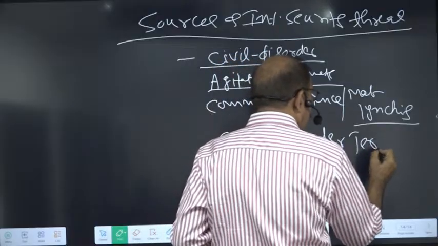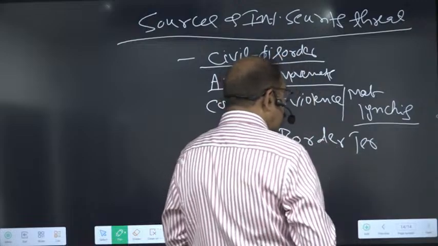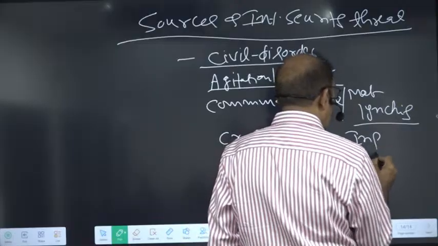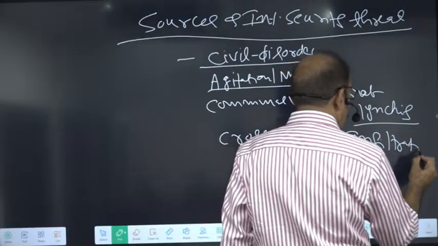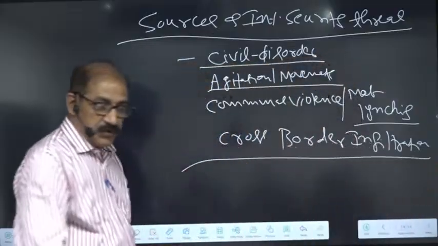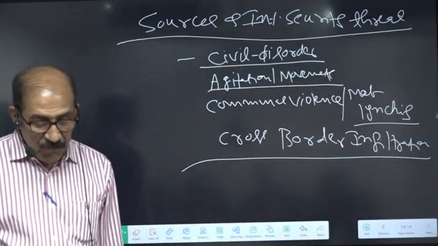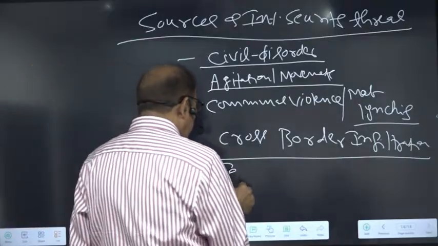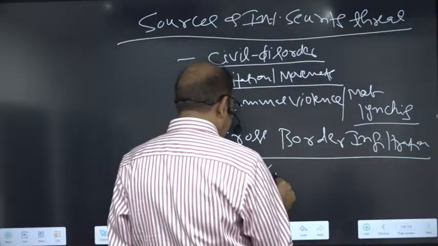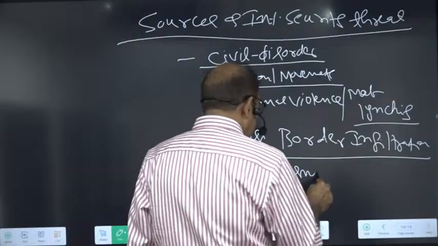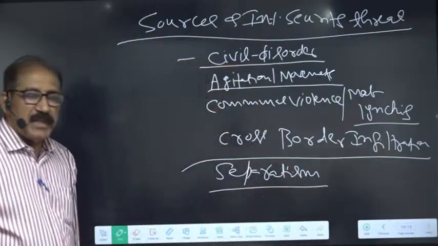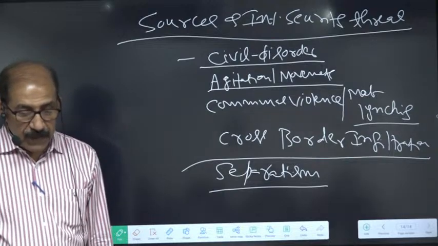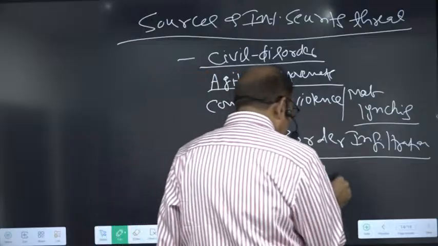Cross border infiltration. Separatism. You want separatism. Jammu and Kashmir, they want a separate state. Separatism. Terrorism.